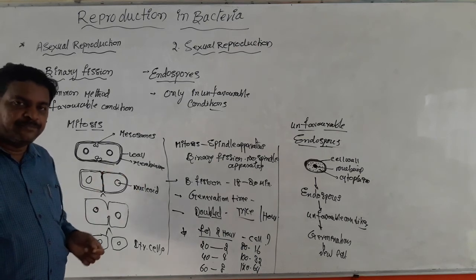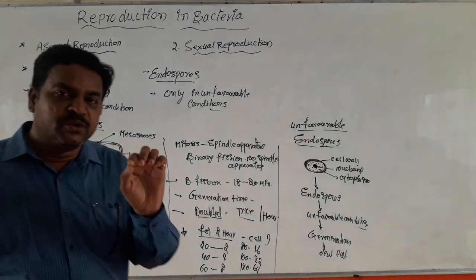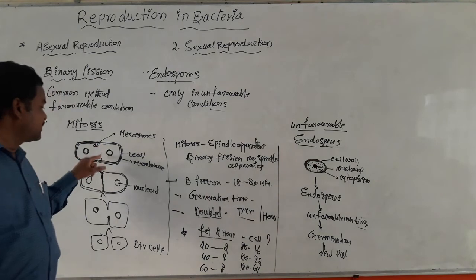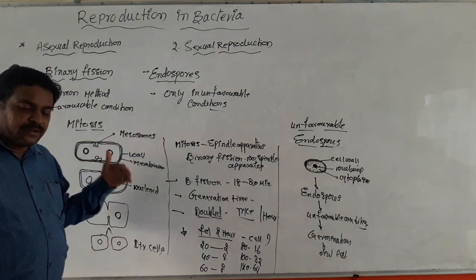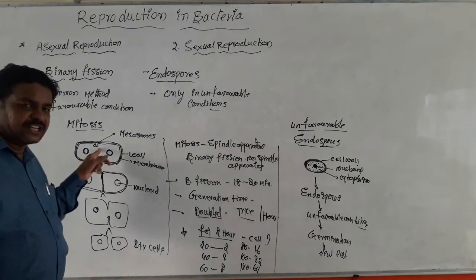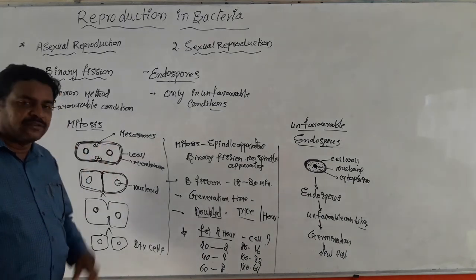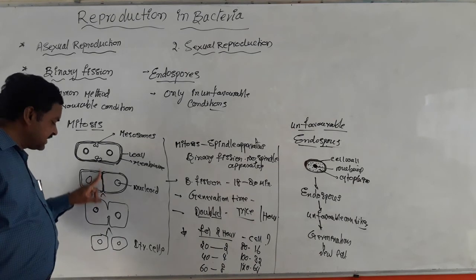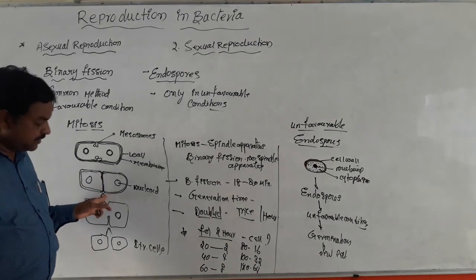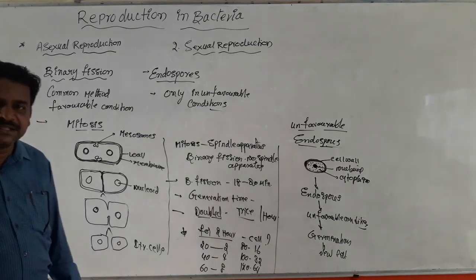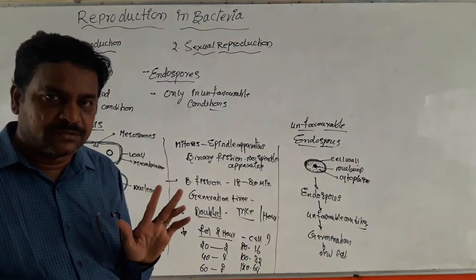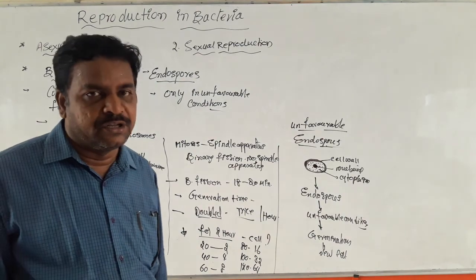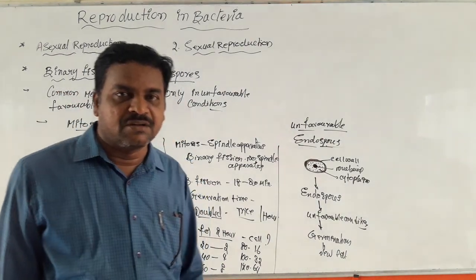So the correct sequence: first, elongation of the cell. Second, separation of nucleoid into two nucleoids. Third, appearance of a constriction in the plasma membrane. Fourth, centripetal growth of this constriction. Fifth, separation of the entire protoplasm into two compartments. Sixth, appearance of a small constriction in the cell wall. Seventh, eventual division of the total parental cell into two daughter cells. So binary fission doubles the cells every 20 minutes. Such type of asexual reproduction is called binary fission.